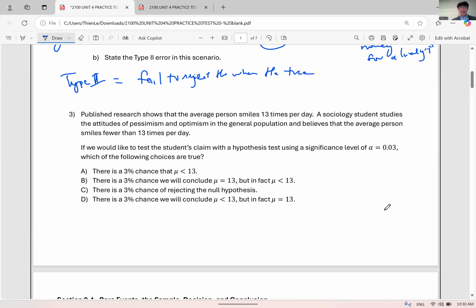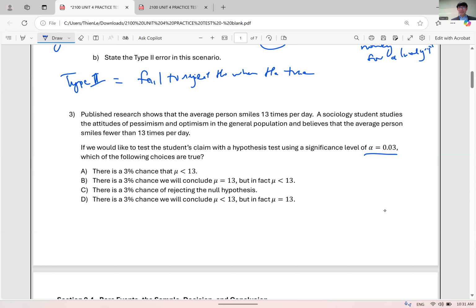If we would like to test the student's claim with a hypothesis test using significance level alpha 0.03, which of the following choices are true? A: There is a 3% chance that mu is less than 13. B: There is a 3% chance we will conclude mu equals 13, but in fact mu is less than 13. And we have C and D too.